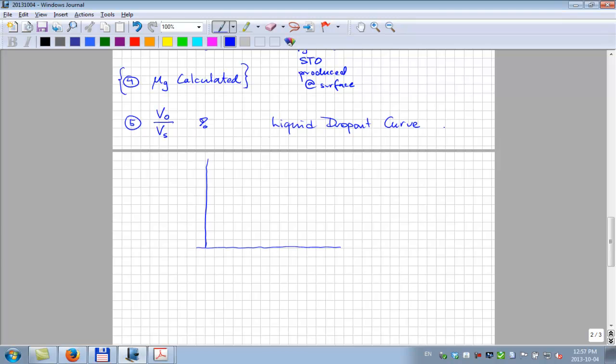But this liquid dropout curve is what we call this, and it will typically look something like this. Okay, it'll have some kind of a maximum. The last volume will typically be close to the maximum. It won't usually be the maximum. It'll be something like this. And this maximum, what we call the maximum liquid dropout curve value, is often used as a label, as a sticker.